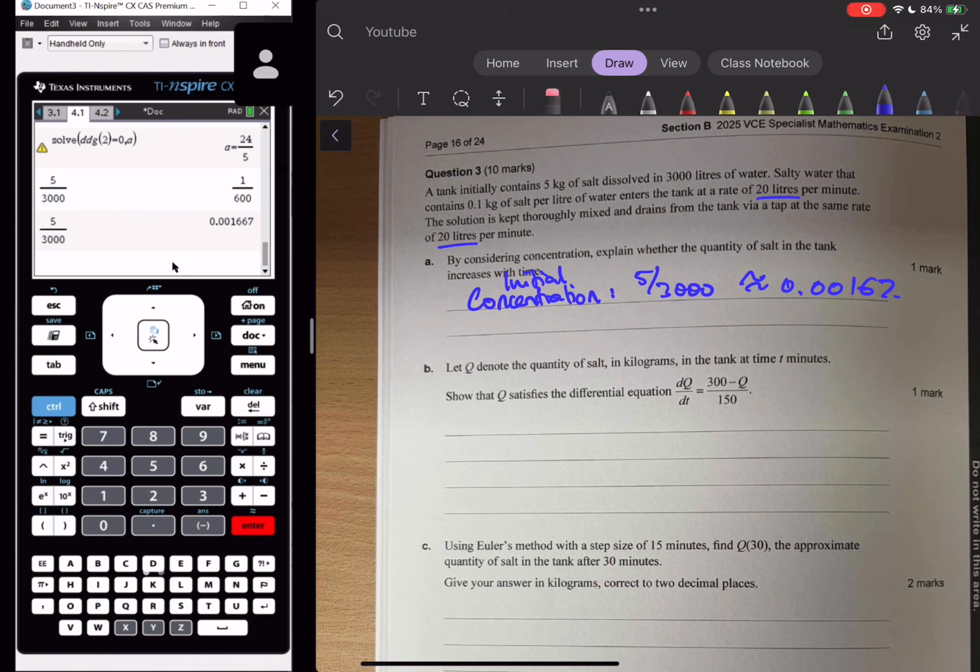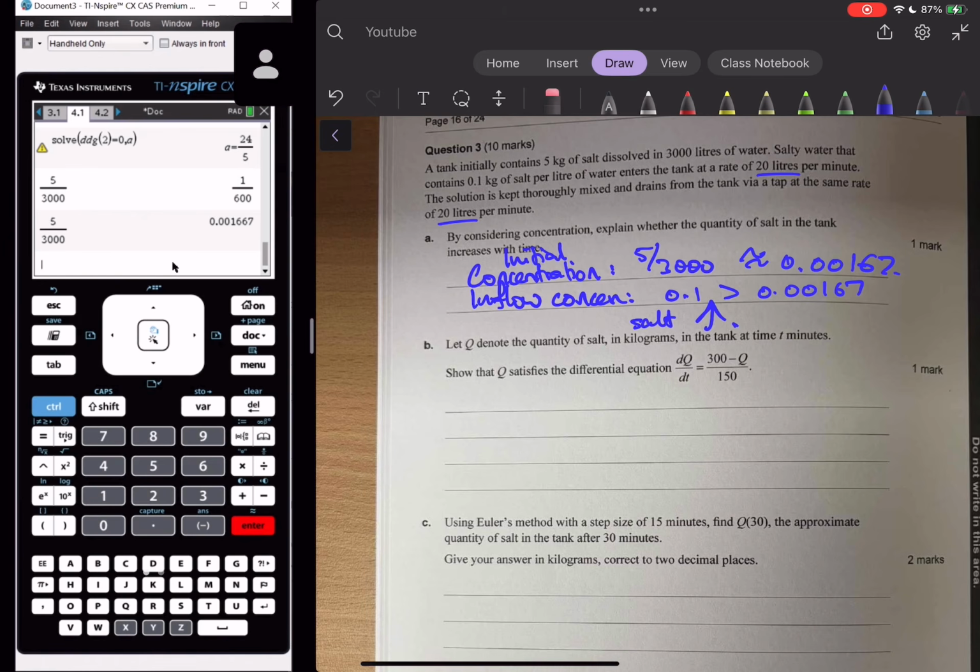So that's the initial concentration, then we have the inflow concentration. The inflow concentration is exactly 0.1, and because 0.1 is greater than 0.00167, the concentration will increase. So yeah, salt increases.